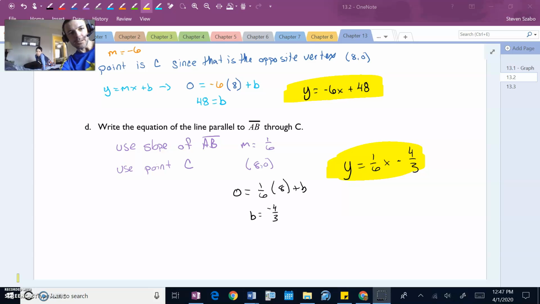So Blake's got to tell us something. What do you got to tell us, Blake? Do you know what that equation is? What letter is that? Y. That's 1 over 6. 1/6. What letter? X. Minus 4 over 3.